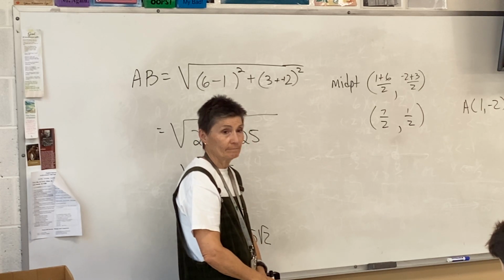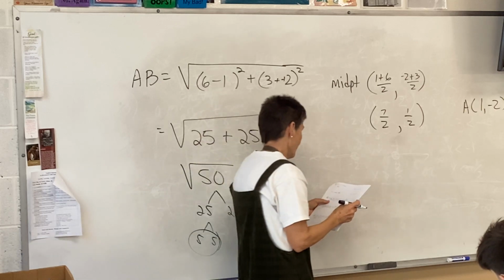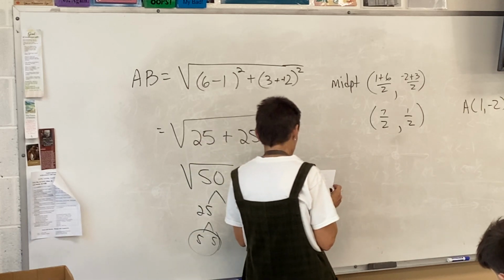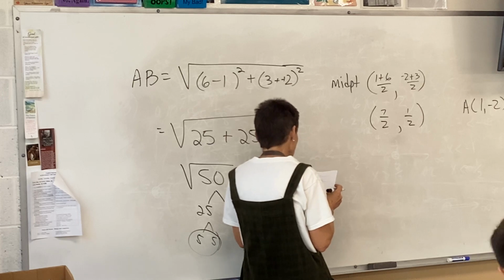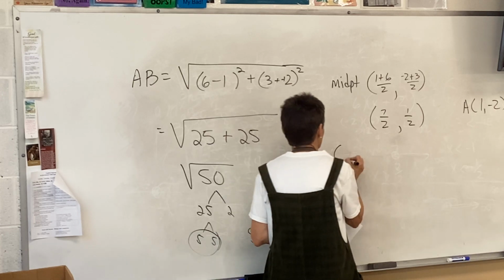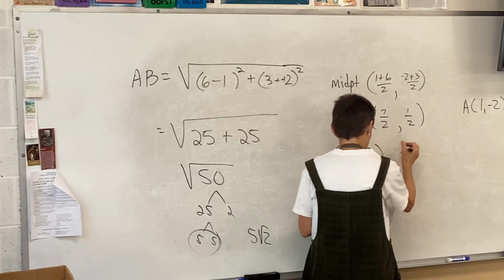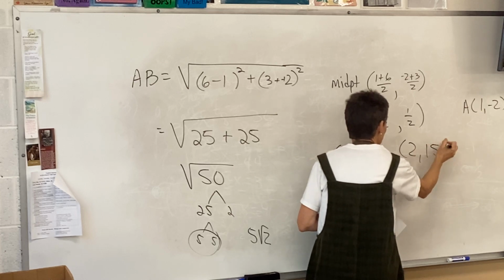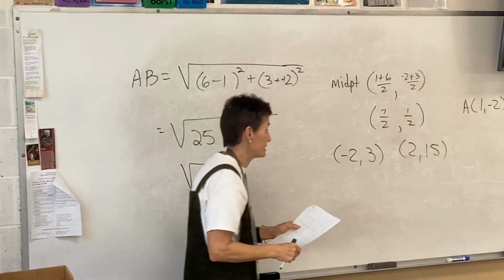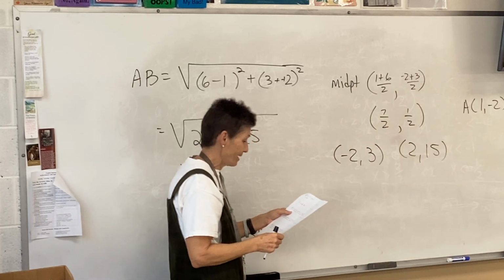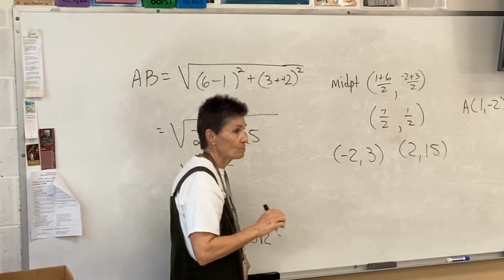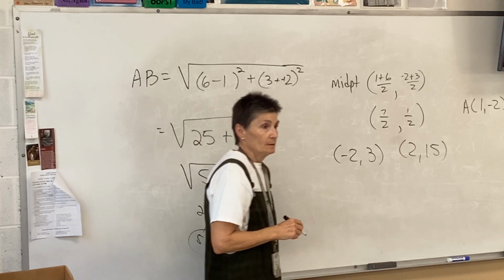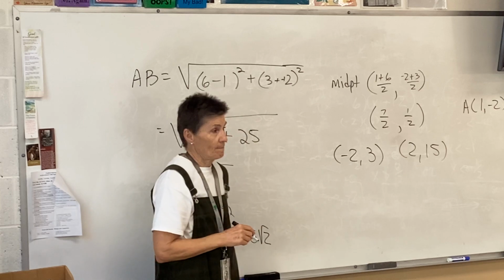Righto? All right, number 6. Write the equation of the line containing these 2 points. Okay, we've done that on 2 different quizzes, at least. Write the equation of the line containing those points. Okay, what do we do?